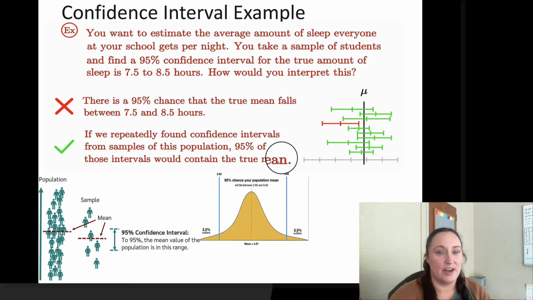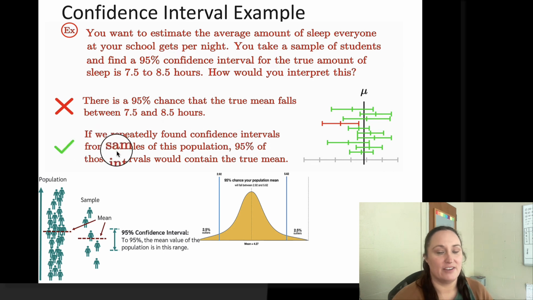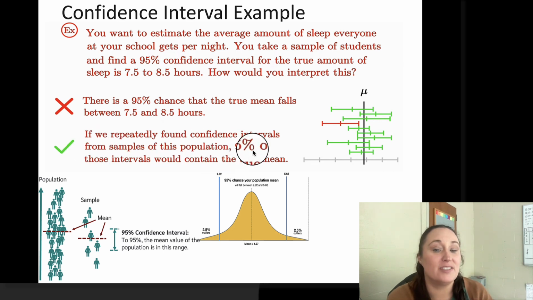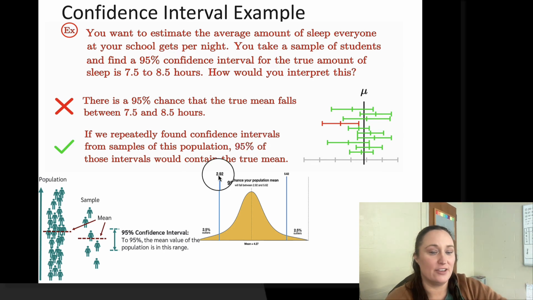So for example, you want to estimate the average amount of sleep everyone at your school gets per night. You take a sample of students, find a 95% confidence interval. Is this the true amount of sleep? Between 7.5 and 8.5. So you do not say there is a 95% chance that the true mean is between 7.5 and 8.5. It is if we repeatedly found a confidence interval from samples of this population, 95% of those studies would contain the true mean.